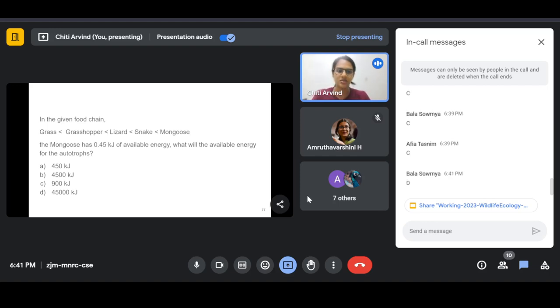Okay, Soumya says D. Okay, yes, grass is the autotroph. Correct. So, how much of energy is available for the autotrophs? So, this is the energy consumed by the autotrophs.